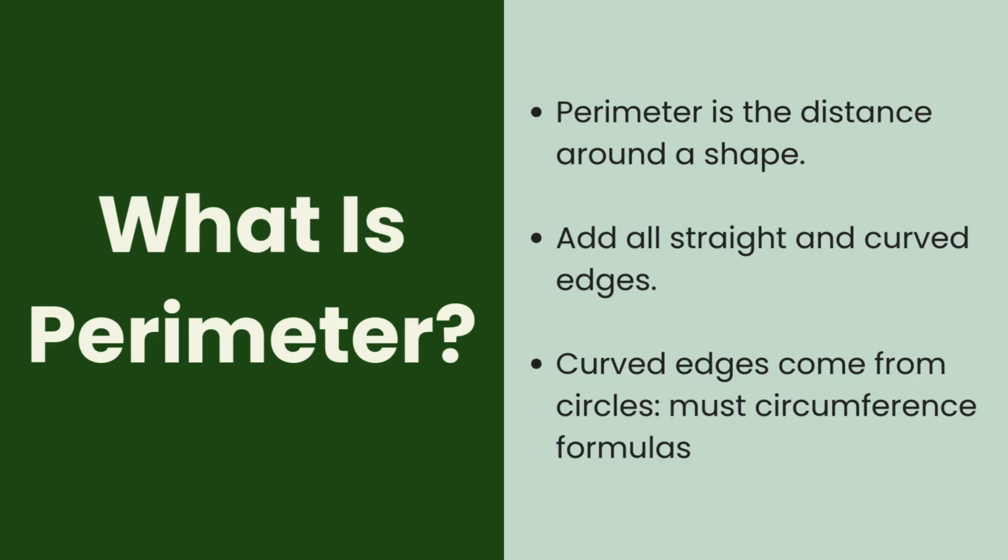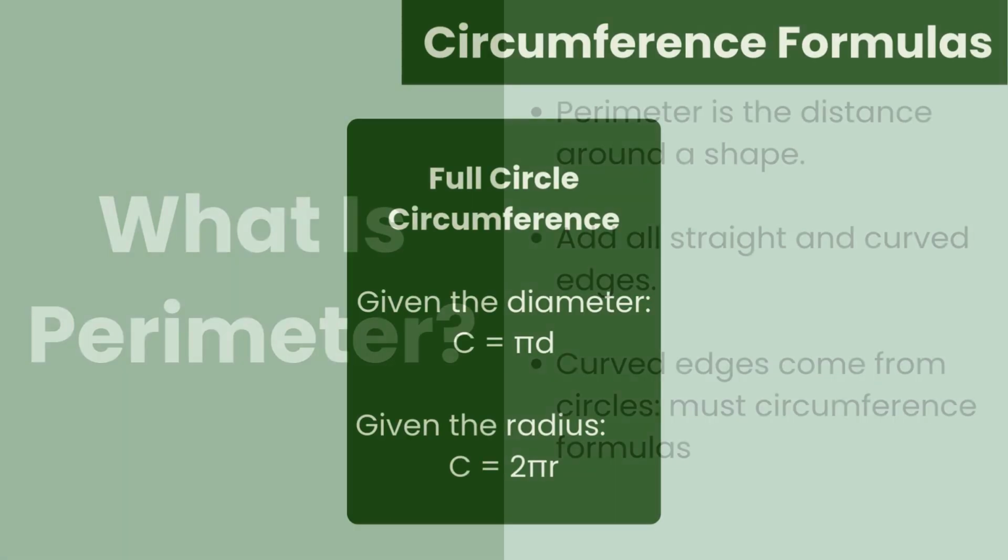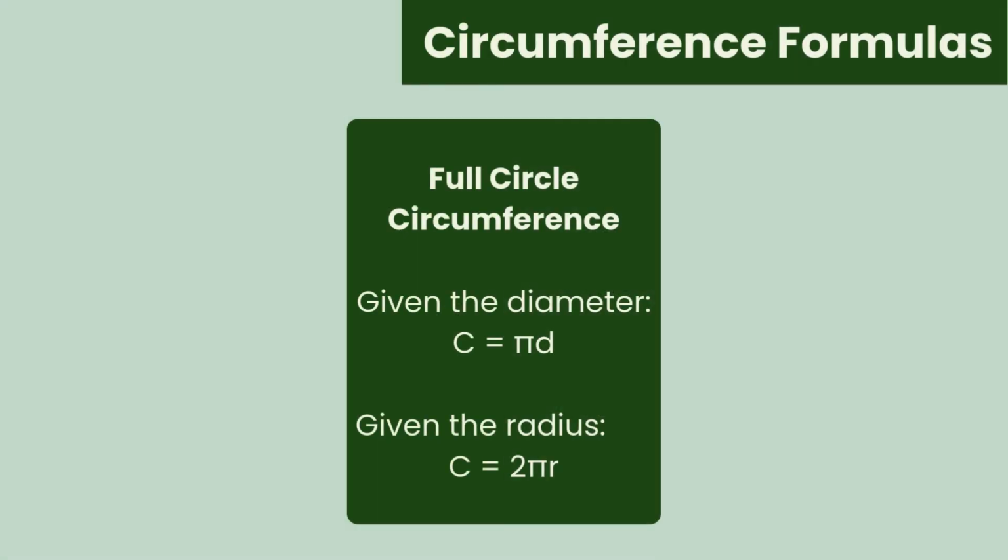Perimeter is the distance all the way around a shape. That means every straight side and every curved edge gets added together. When a shape has curved edges, those usually come from circles. That's why we use circumference formulas. For a full circle, we use pi times the diameter or 2 pi times the radius. Either one works depending on what you're given.